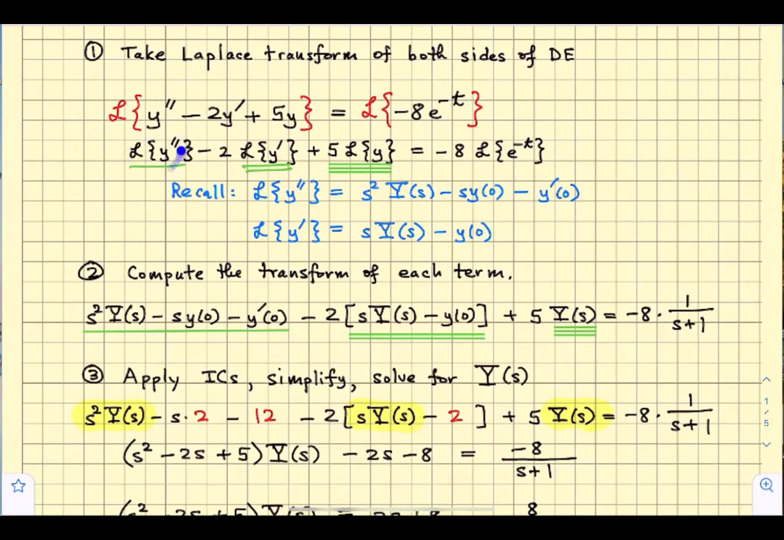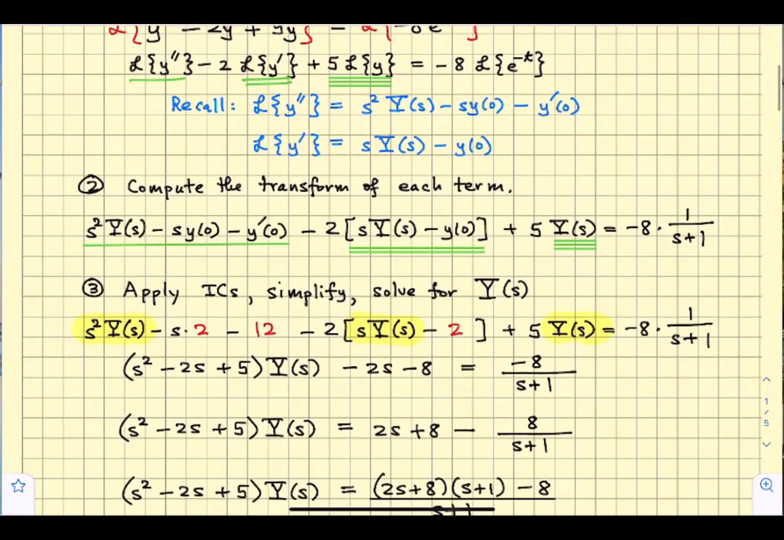And so that means I know what to do with this. This just becomes s squared big Y of s minus s times little y at 0 minus little y prime at 0, minus 2 times, and parentheses are very important here, the Laplace transform of y prime, which is s big Y of s minus little y of 0, plus 5 times the Laplace transform of y. Well, I don't know what y is, so the Laplace transform of little y is just big Y of s. And on the right-hand side, I have my minus 8. And then the Laplace transform of e to the minus t is in my basic table. That's 1 over s minus a, so 1 over s plus 1. So that's step 2.